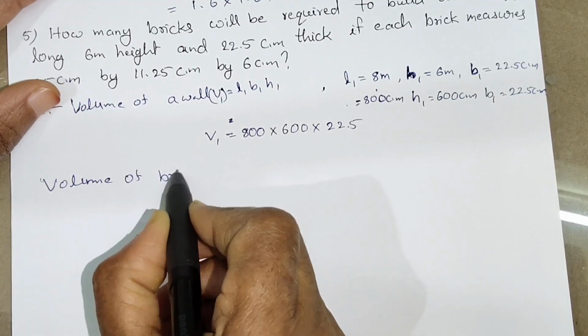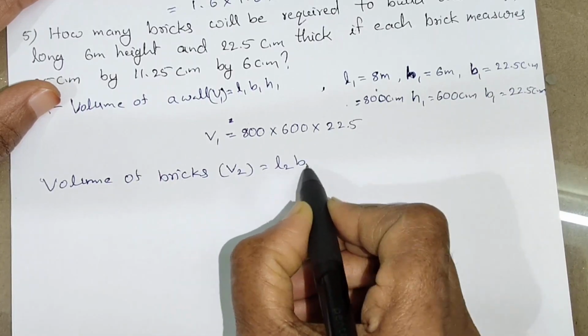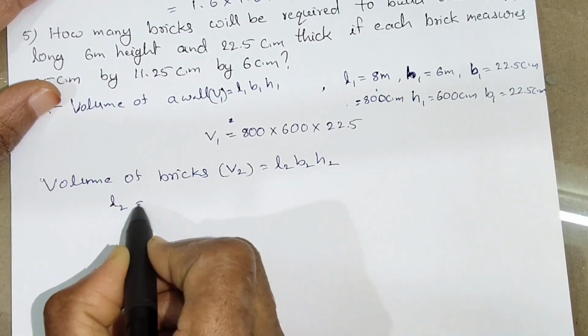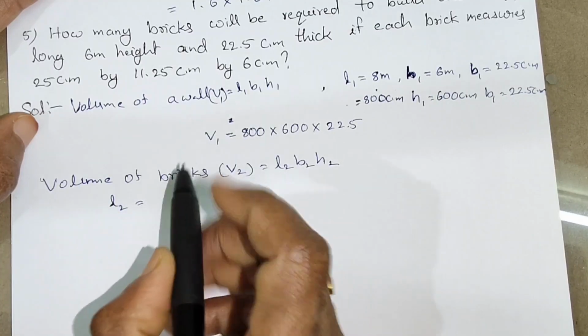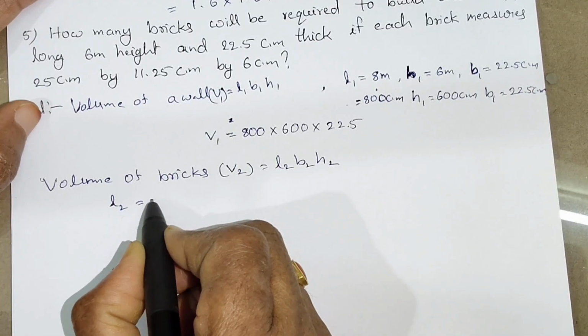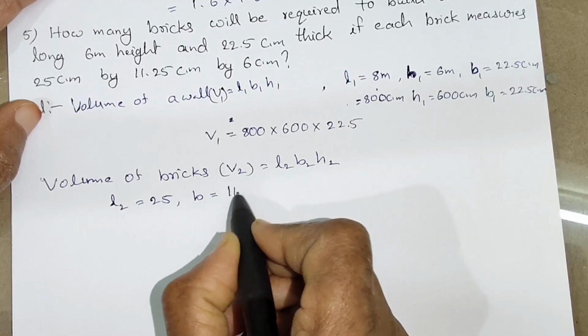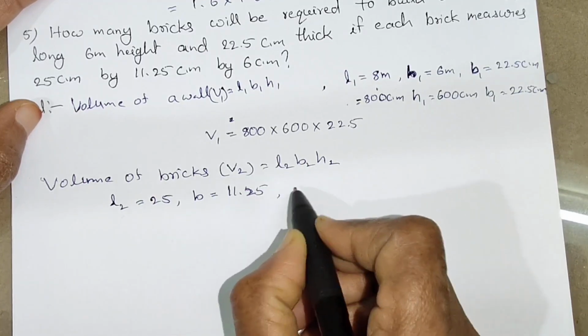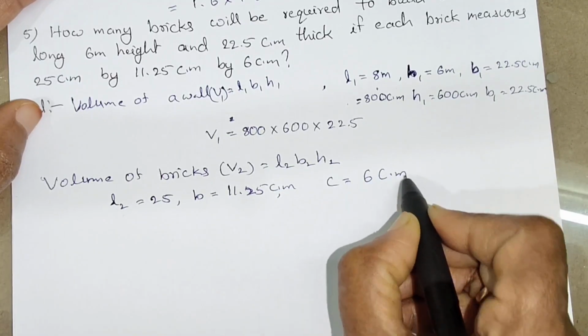Volume of brick: V2 equals L2 B2 H2. Here L2 is 25 centimeters, B is 11.25 centimeters, and H is 6 centimeters.